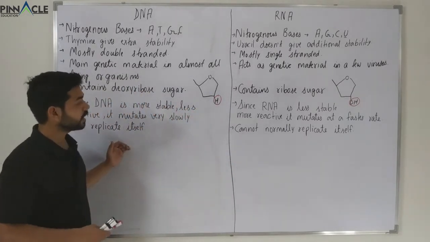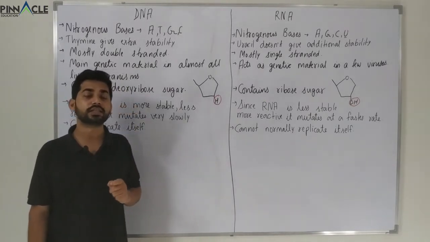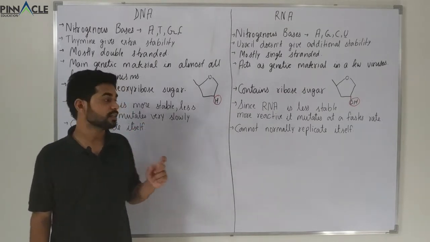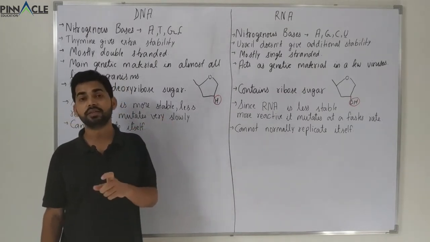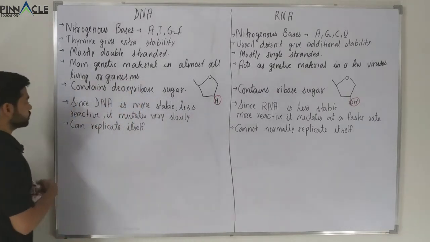Apart from that, DNA is also present in minute quantities in certain cell organelles like plastids and mitochondria. Only in those cases is DNA found outside the nucleus, but normally DNA would be confined to the nucleus.